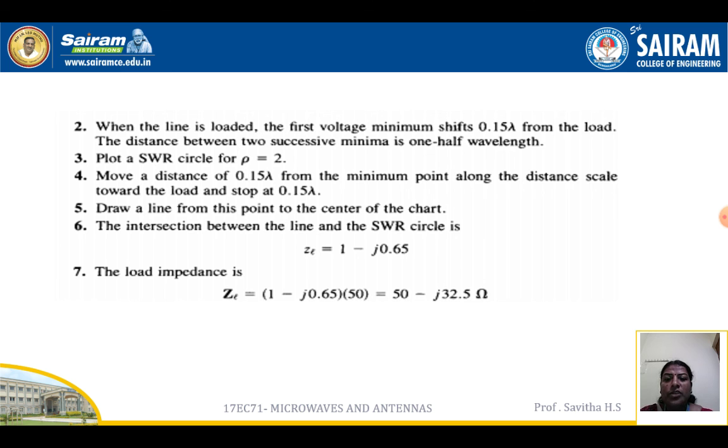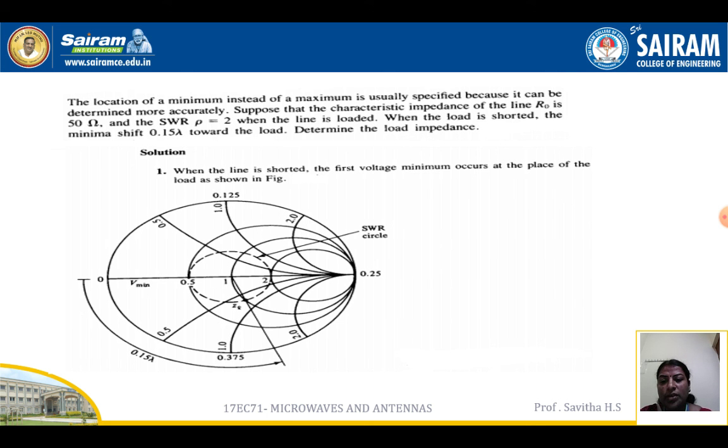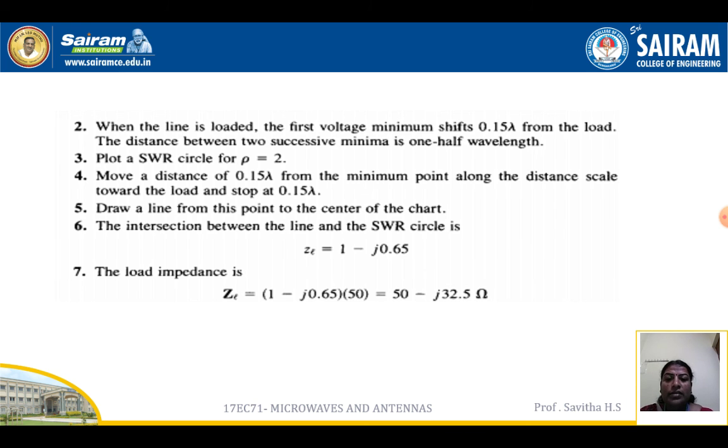Draw a line from this point to the center of the chart. The intersection between the line and the standing wave ratio circle is denoted by Z. You can observe the intersection point in the diagram. So ZL is equal to 1 minus J 0.65. Therefore the load impedance is ZL into Z naught, which is 1 minus J 0.65 into 50, so 50 minus J 32.5.